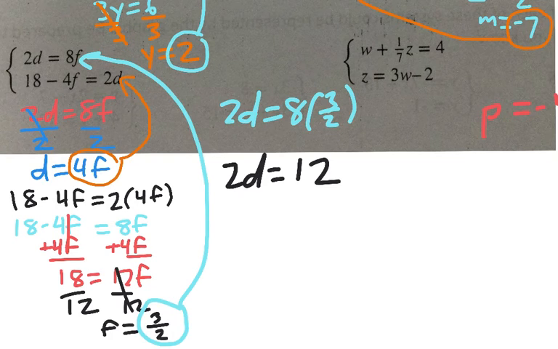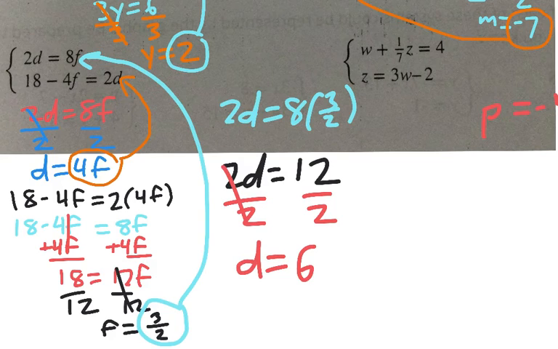Well, you can plug that in your calculator. Now d is being multiplied by 2, so I need to divide by 2. That tells me d is equal to 6. Which one's x? Alphabetical. Which one comes first? D or F? D.